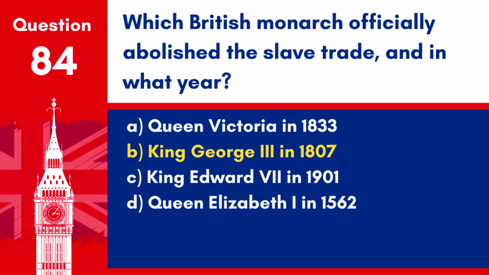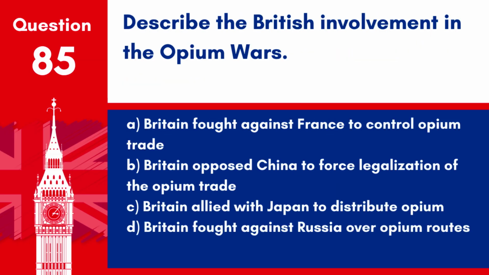Answer: B. King George III in 1807. The slave trade was officially abolished in the British Empire during his reign with the passage of the Slave Trade Act 1807. Question 85. Describe the British involvement in the Opium Wars.